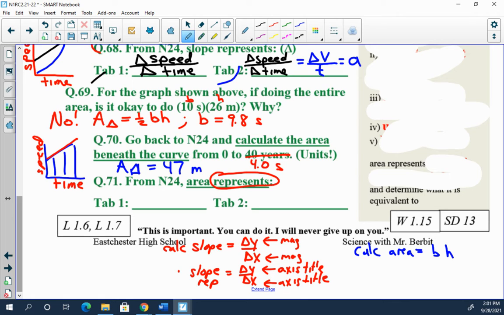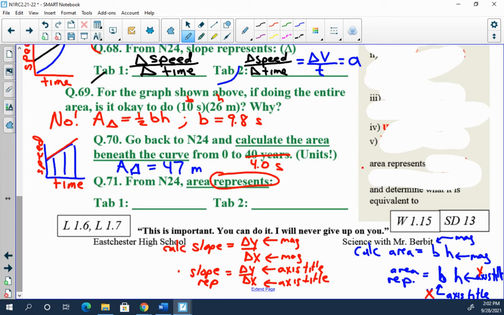So if you're going to do what the area represents, you will do, again, base times height. Here, you put a magnitude and a magnitude. Here, you are actually putting, just like before, an axis title and an axis title. Those will be the words. Now, it's not that tricky. Base is the horizontal axis, aka the x. Height is the vertical, aka the y-axis.